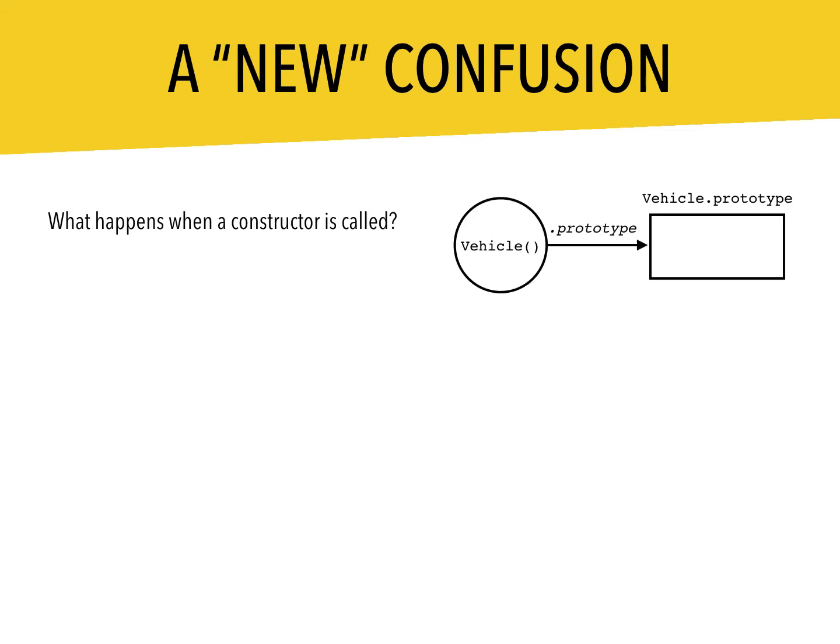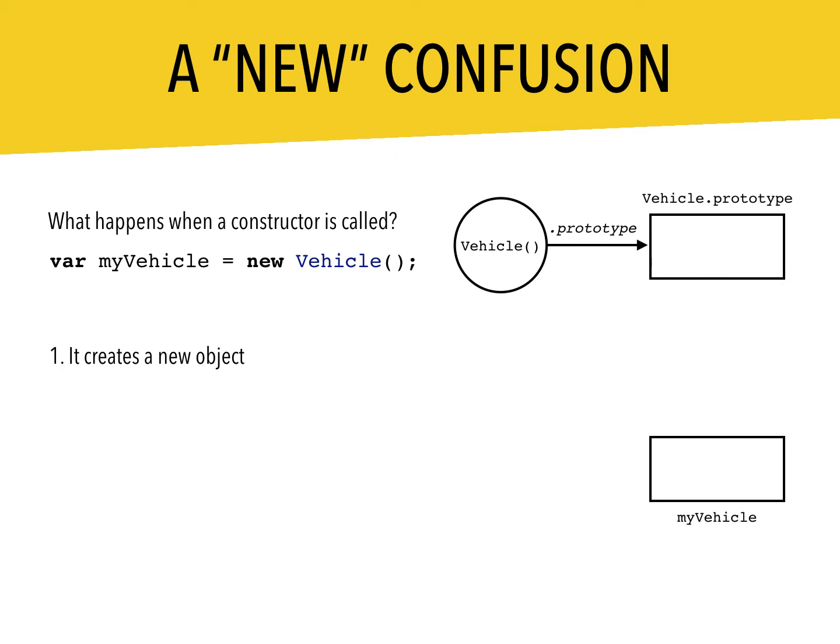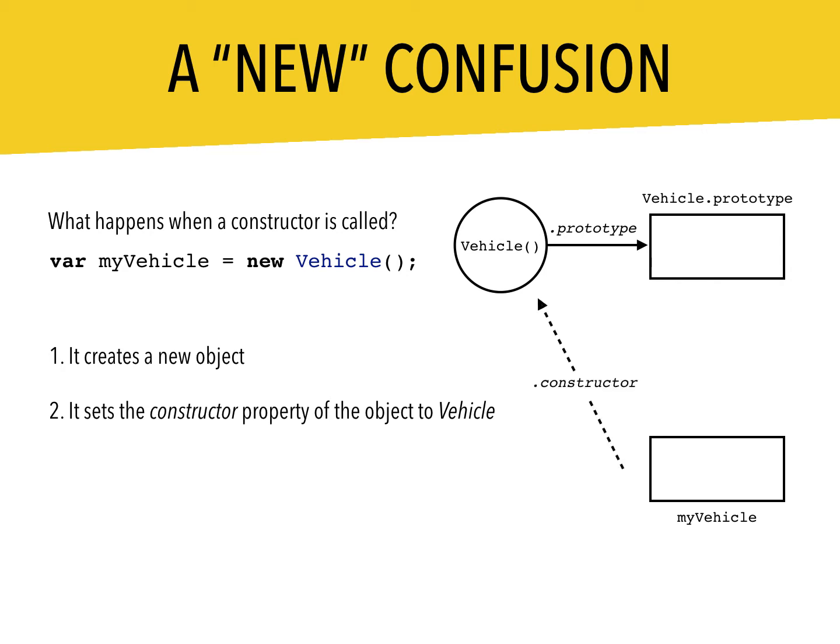Once we understand that, what actually happens when I'm calling a constructor? Four things happen. The first one is that JavaScript creates an object. In this case, I'm creating my vehicle. The second thing is that it sets the constructor property for the object that I'm creating to the constructor Vehicle.